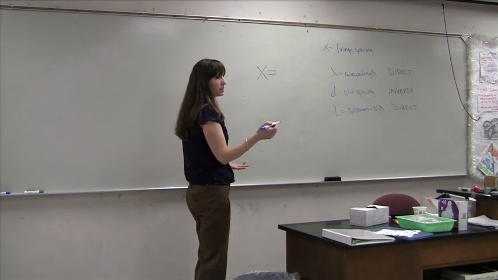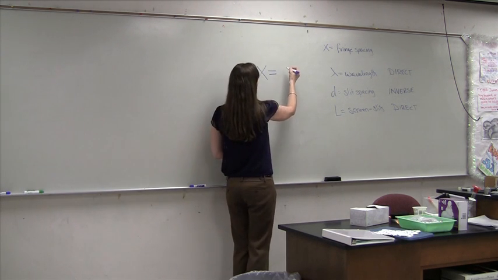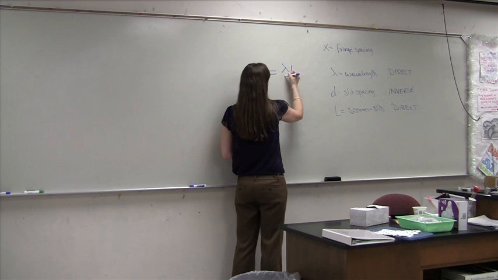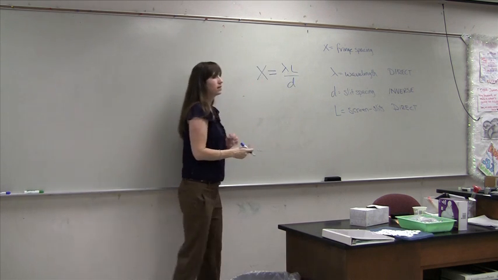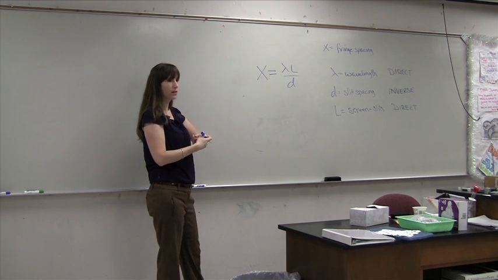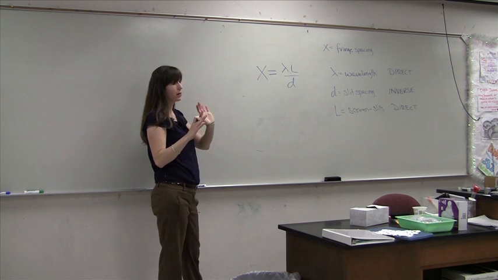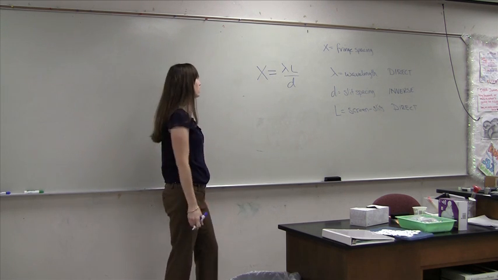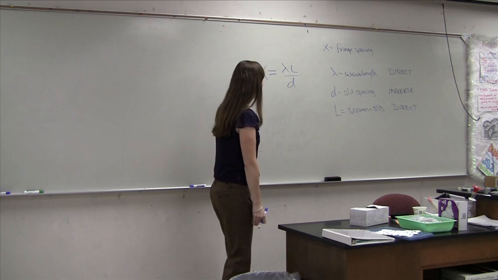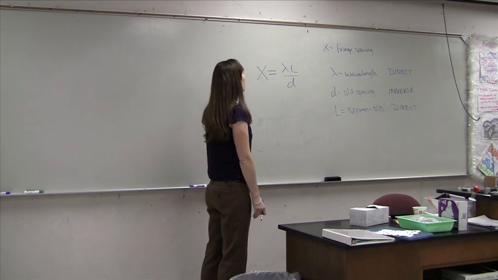Alright, Tristan, what do you think? X equals lambda times L divided by D. Anybody have anything different? Because in the afternoon we had one group that was different. That's not the right answer. Is that someone's guess? Well, let's look at this.